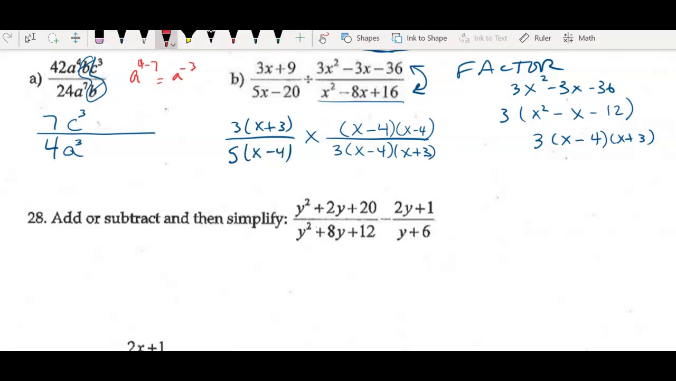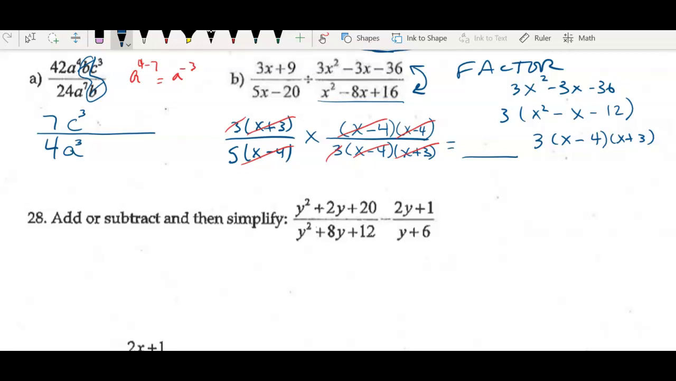We have a lot of things that can cancel. Lots. The 3's can cancel. The x plus 3 can cancel. This x minus 4 cancels here. This x minus 4 cancels here. What do we have left?